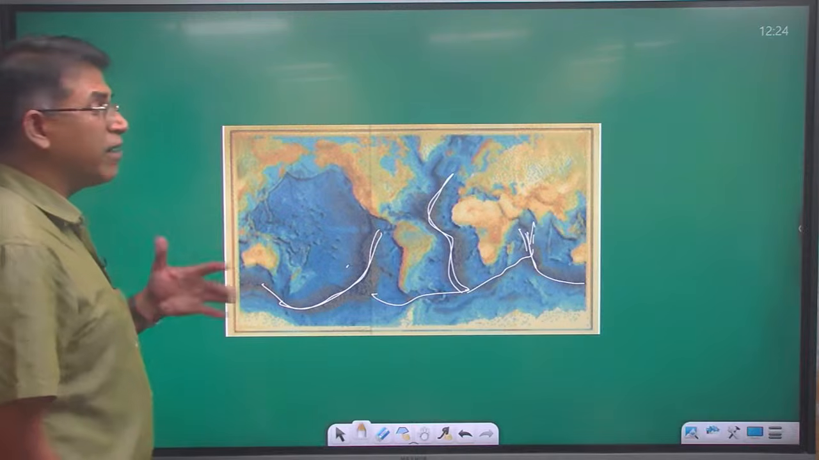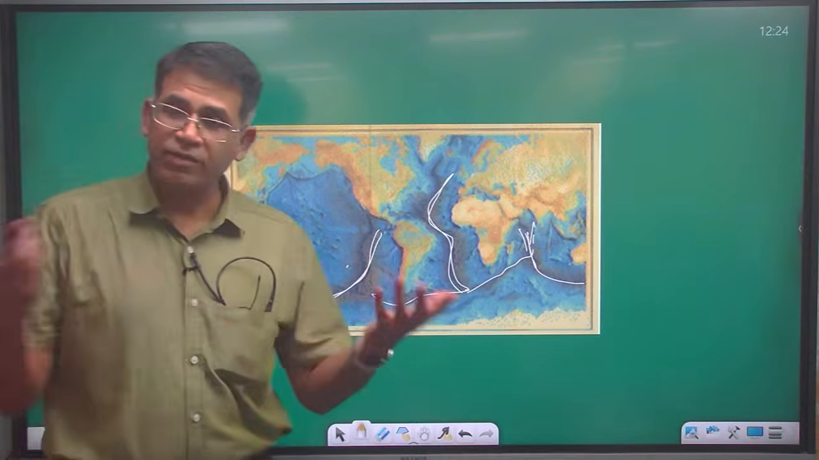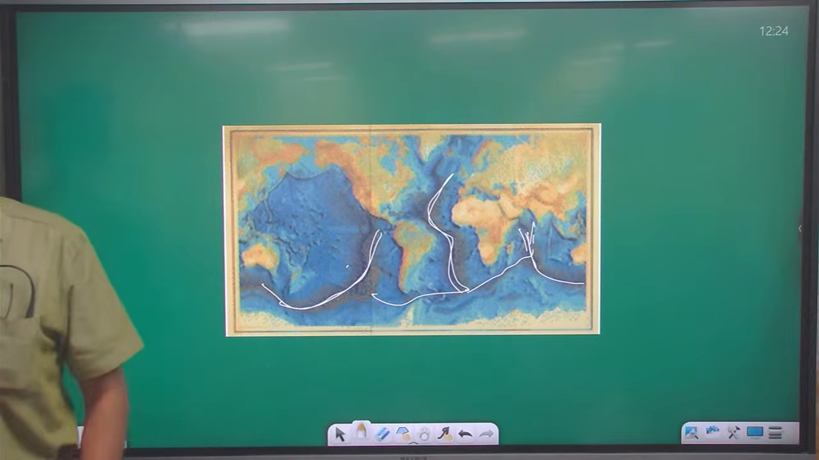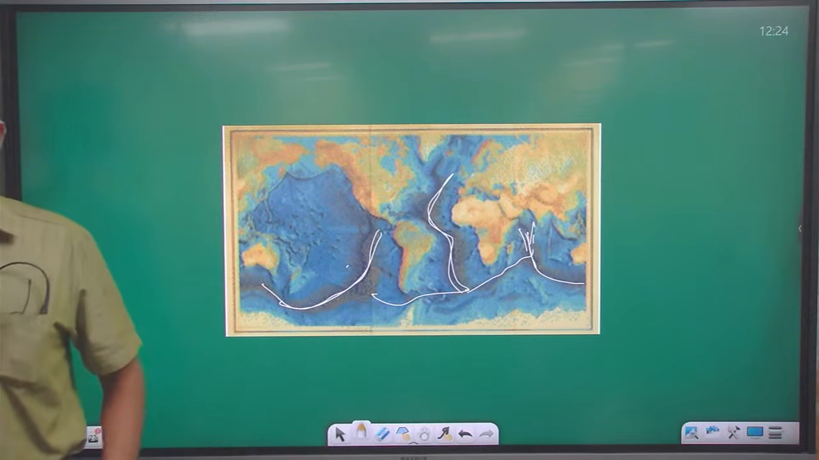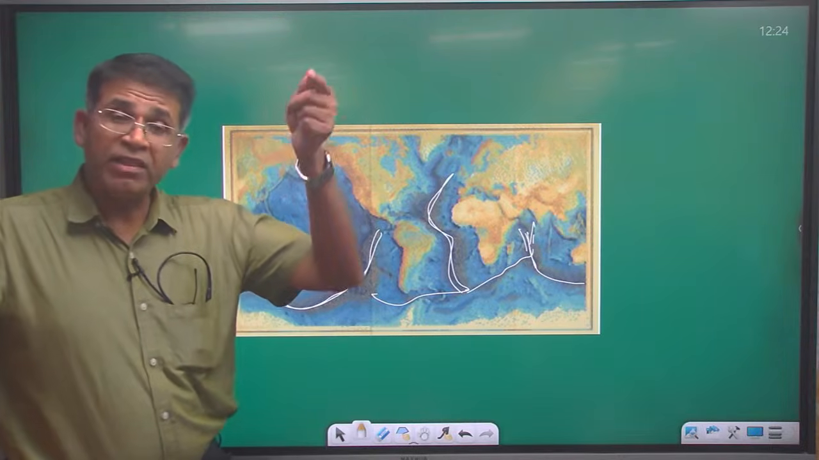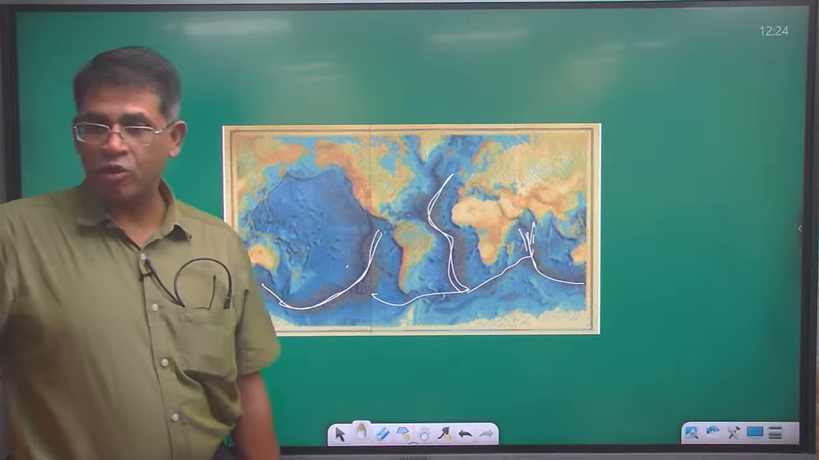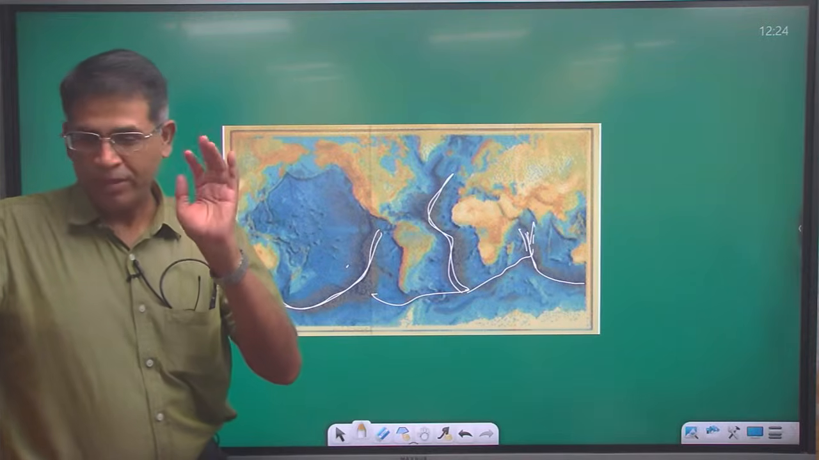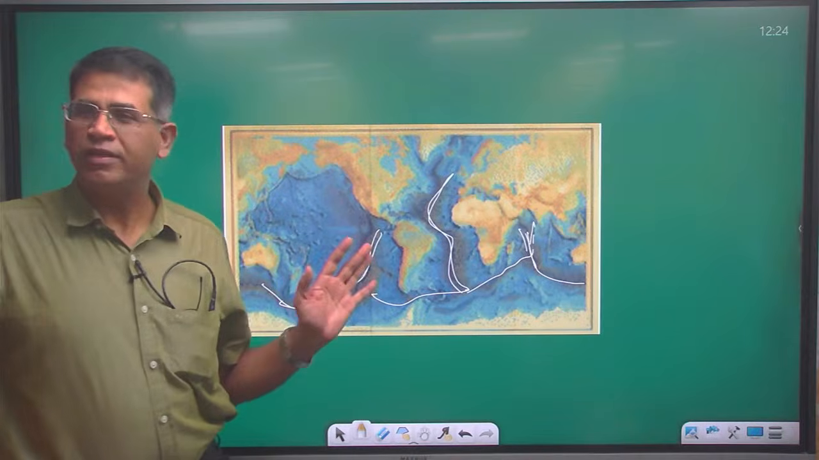The Moors are one of the most extensive landforms on the earth, stretching 60-70,000 kilometers across all the oceans. In fact, we have one Moor system even in the Arctic Ocean. This is called the Lomonosov Ridge. Okay, we will tell you about it later. But just know all oceans have these Moor systems.